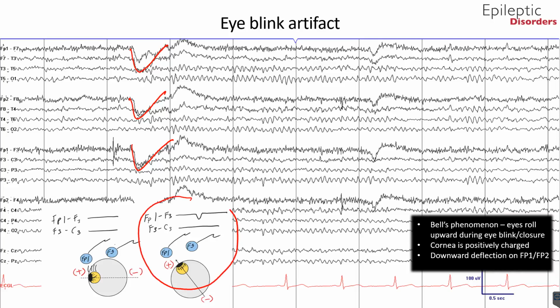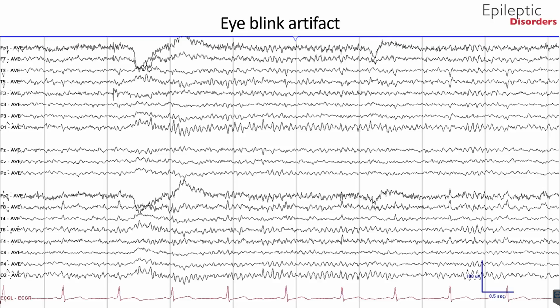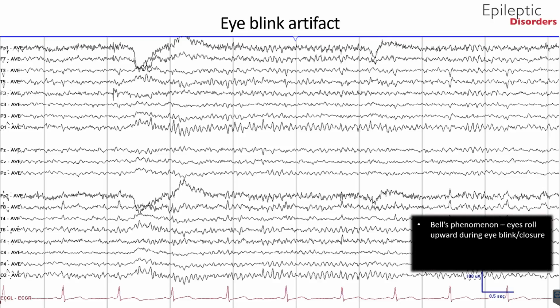This diagram on the bottom left hand of the page is representative of the Bell's phenomenon and eye blinks on EEG. This is an average montage showing eye blinks. As you can see clearly from the FP1 and FP2 channels, there is a downward deflection on EEG representative of eye blink artifact.